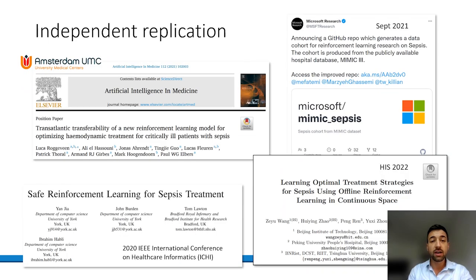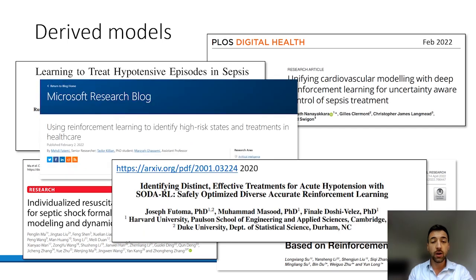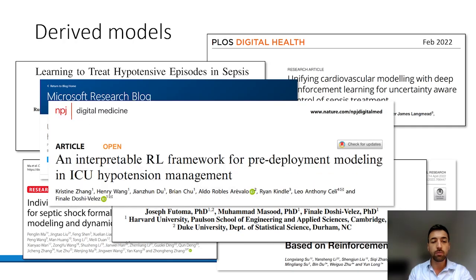Since then, the work has been replicated by a large number of teams throughout the world, independently from us, and it also has led to other teams proposing new RL models derived from our initial publication, using a variety of different types of reinforcement learning frameworks. But so far, there's been no prospective validation of this work.